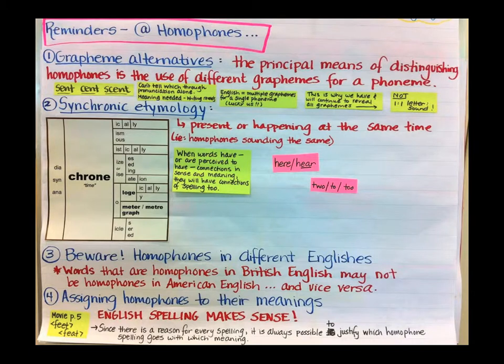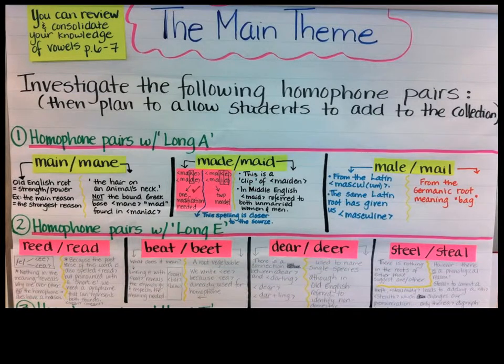Finally, assigning homophones to their meanings. Since there is a reason for every spelling, it is always possible to justify which homophone spelling goes with which meaning. That's the main work of this theme. I started out thinking that the beauty of this theme is you could do a lot of investigations by giving children pairs of homophones to try to trace back, to try to determine themselves why they're spelled the way they are, and to defend what they find.